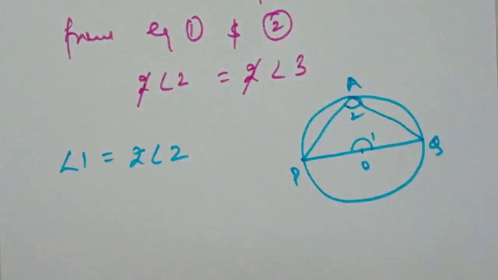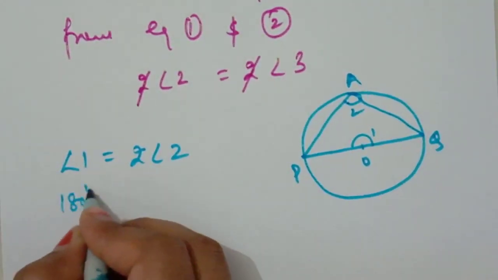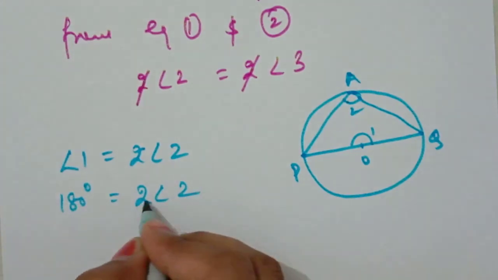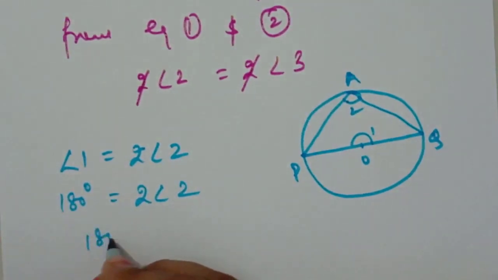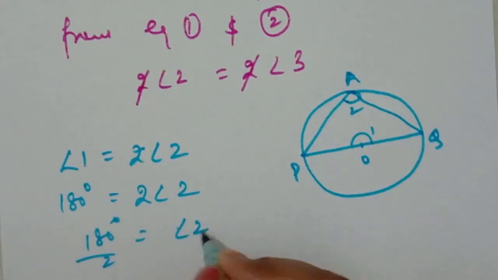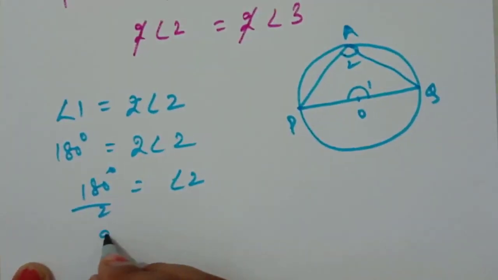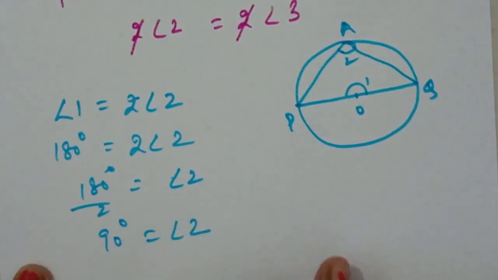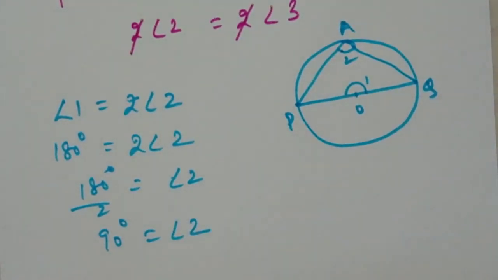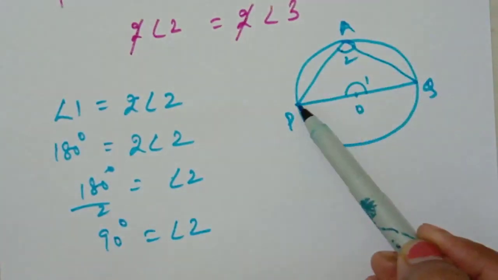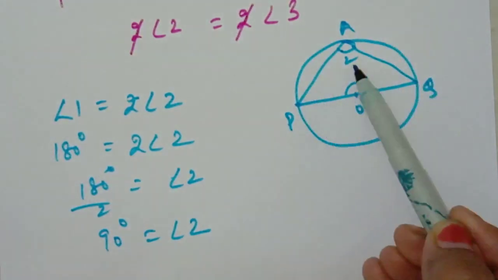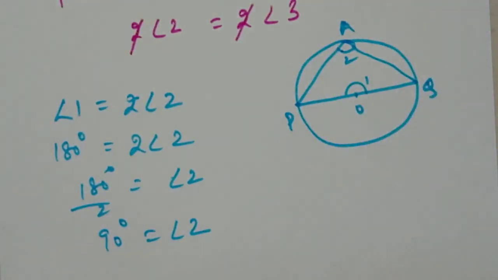So angle 1 is 180 degrees, we will put it here. Here 2 is multiplied, so when we shift it to the other side it becomes division. So angle 2 is 90 degrees, it is clearly visible. So that property, an angle present in a semicircle, because if it is a diameter it is a semicircle, is 90 degrees.